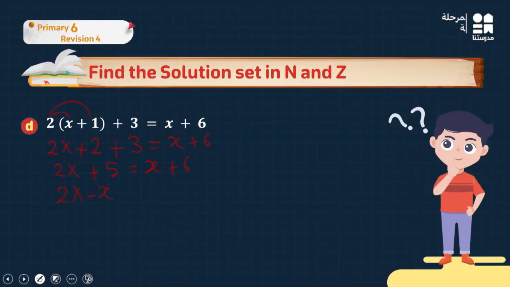Why minus? Because it is positive, plus, the x here is positive. So 2x minus x equal, the 5 here I'm doing minus 5, so the other side I must also do minus 5. So I'm going to write 6 minus 5. Okay, so 2x minus x gives me x. Now x minus 5 equal 1.